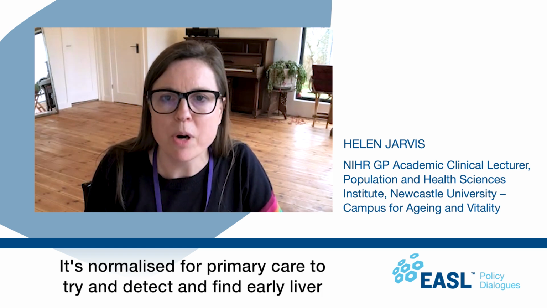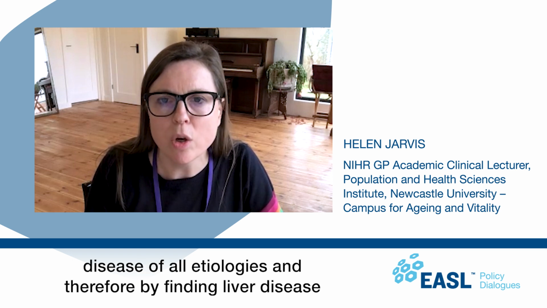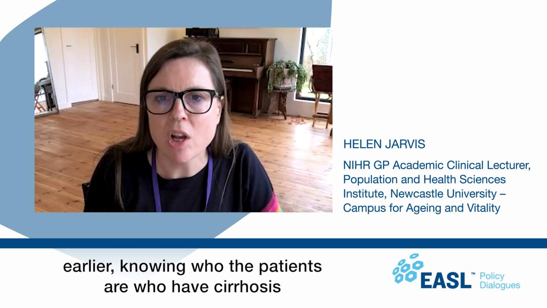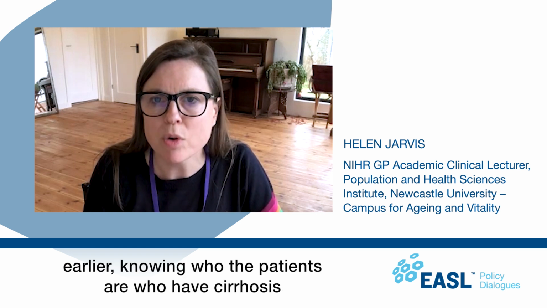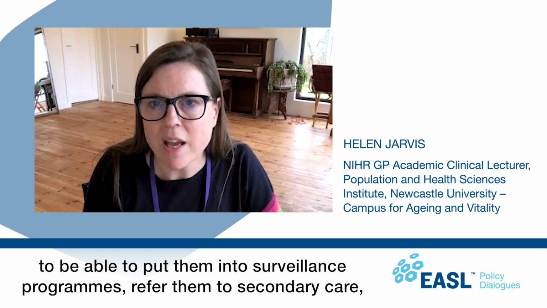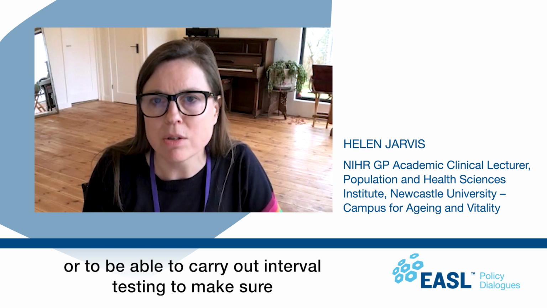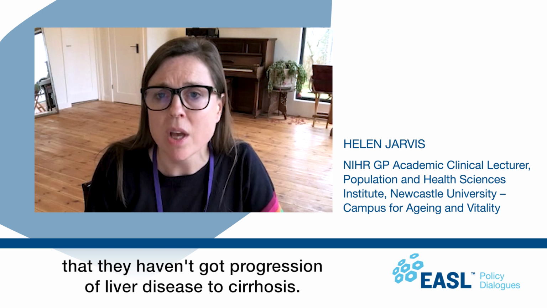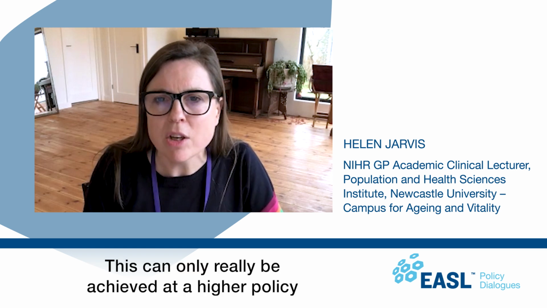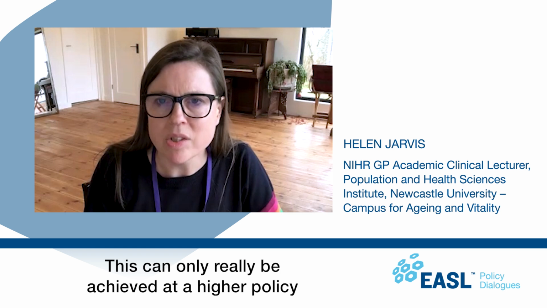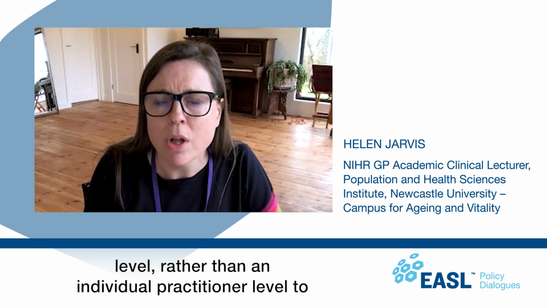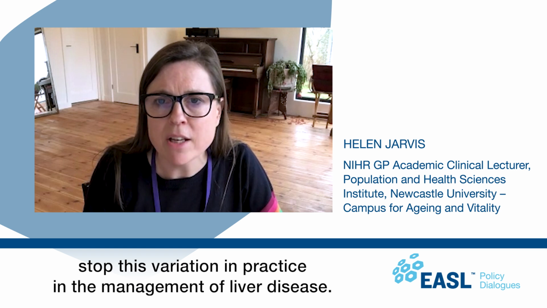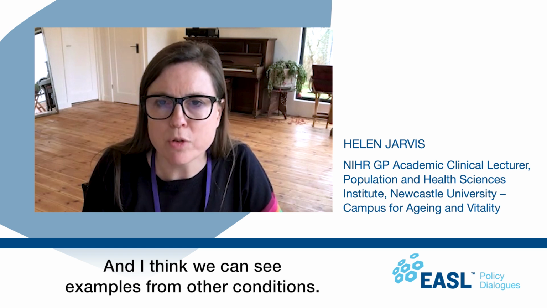It's normalized for primary care to try and detect and find early liver disease of all etiologies, and therefore by finding liver disease earlier, knowing who the patients are who have cirrhosis, to be able to put them into surveillance programs, refer them to secondary care, or to be able to carry out interval testing to make sure that they haven't got progression of liver disease to cirrhosis. This can only really be achieved at a higher policy level rather than an individual practitioner level to stop this variation in practice in the management of liver disease. And I think we can see examples from other conditions.